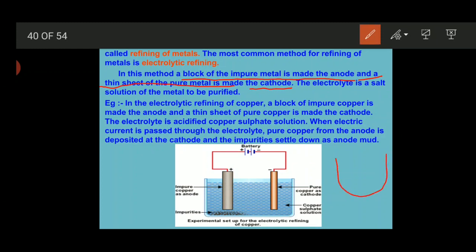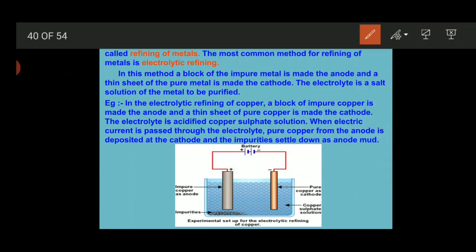What we actually do is take a beaker and put two electrodes in it. These electrodes are attached to the positive terminal and the negative terminal. The impure metal, which contains impurities, is attached to the positive terminal and made the anode, and a very thin sheet of pure metal is attached to the negative terminal and made the cathode. In the beaker we take the salt solution of that particular metal, from which we obtain the purest form of metal.